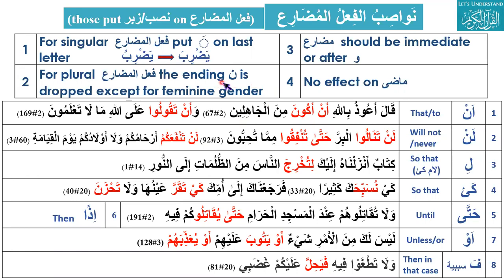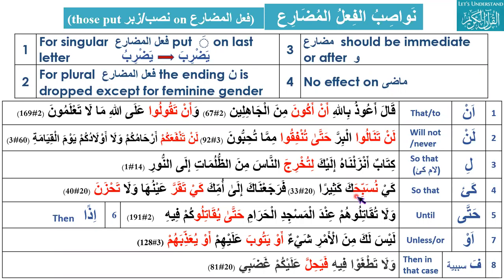Brother Hamid Naeem, nawasibul fi'l al-mudari. There are 8: lan, li, kay, hatta, idhan, aw, and fa. So there is fa sababiyya, in the middle normally. So what do they do? In the singular case in fi'l al-mudari, the last letter changes and the haraka on the last letter continues to nasab. In the plural case, the noon is dropped, except for feminine gender, and except taf'alina. We'll see there.